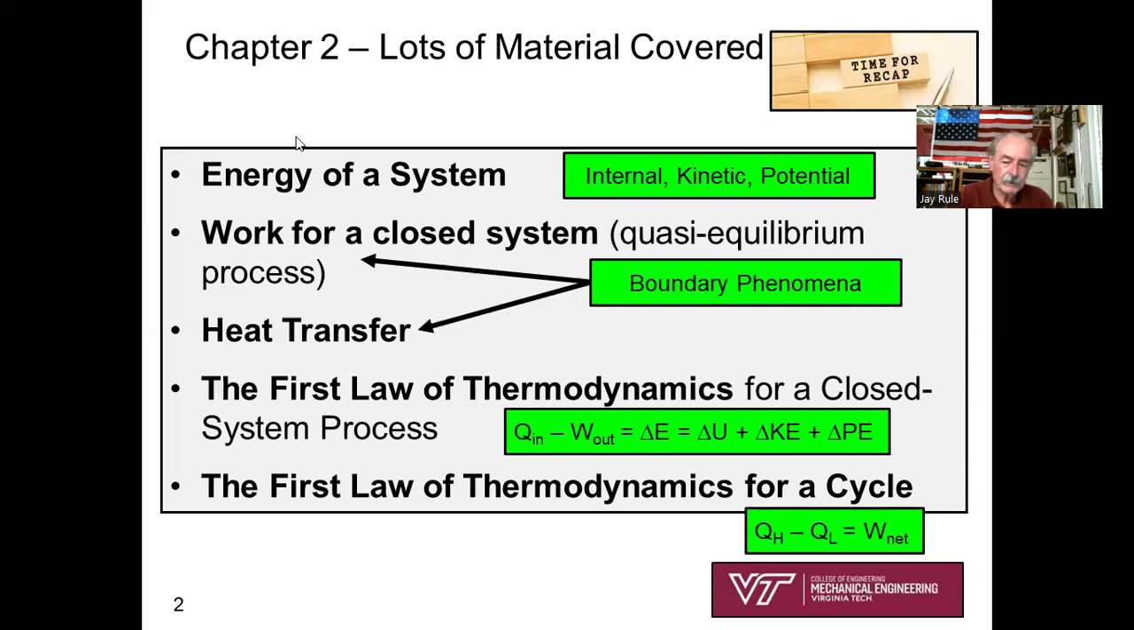Then we went on and combined all those forms of energy, and we formed up the first law of thermodynamics for a closed system process. And there it is. I've written it out because it's so important. Q in, heat transfer in, minus the work out. Those are the two boundary phenomena on the left-hand side of the equation. Q in minus work out equals delta E, change in system energy, and that's made up of change in internal energy, change in kinetic energy, change in potential energy.